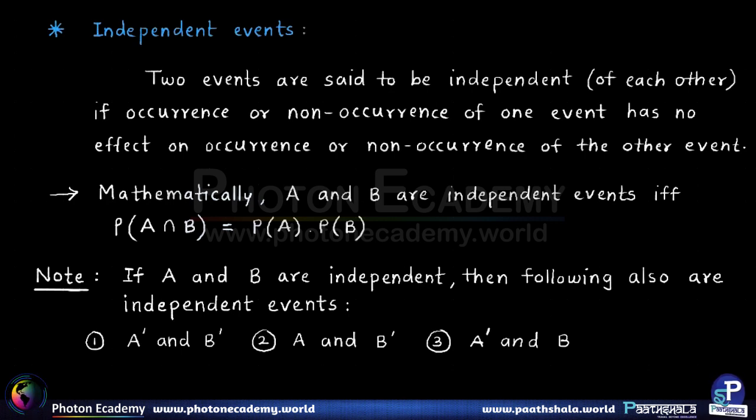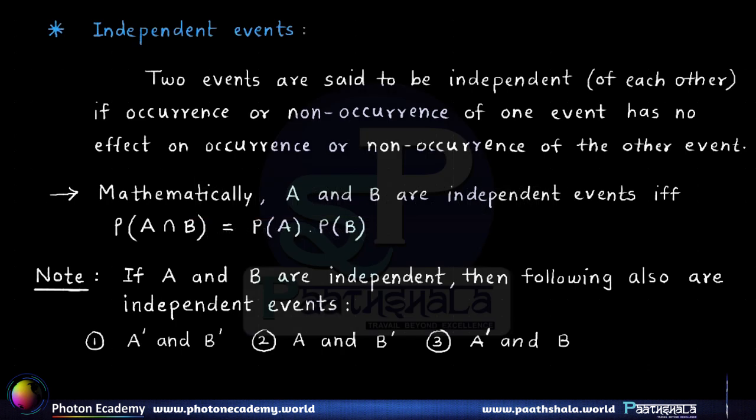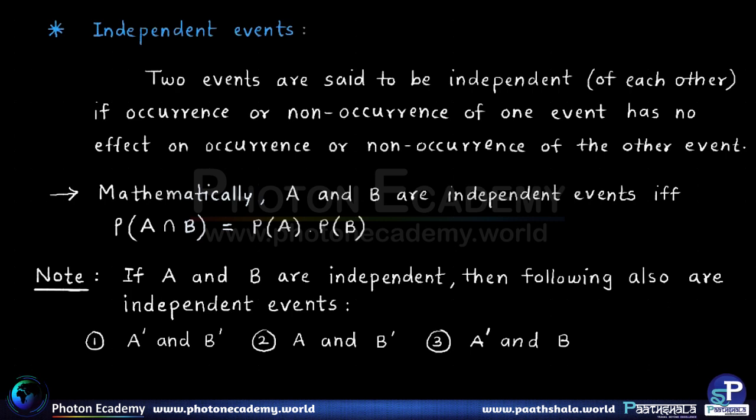Mathematically, A and B are called independent events if and only if probability of A intersection B is equal to probability of A into probability of B. If this condition is satisfied, only then we call the two events independent events.